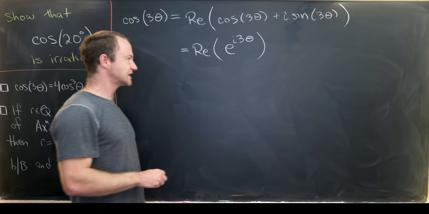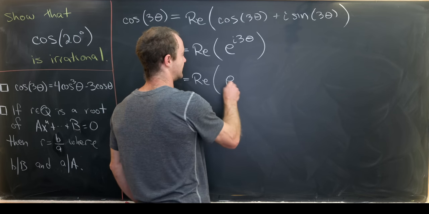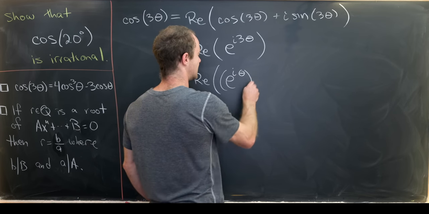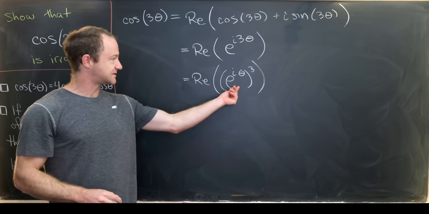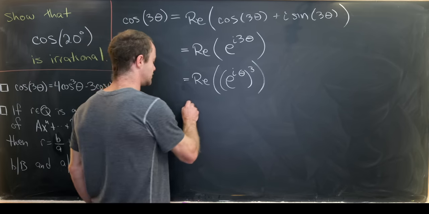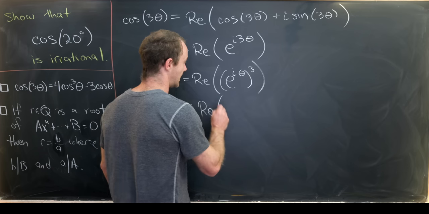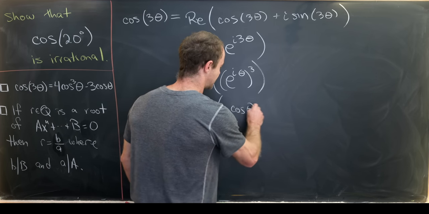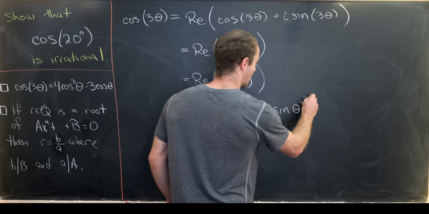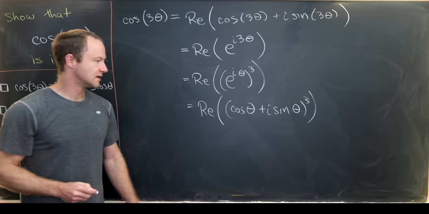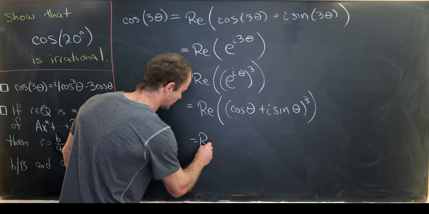But now we can use exponent rules to take this and write it as the real part of e to the i theta, cubed. Then we can expand this e to the i theta using Euler's formula once again. We get the real part of cosine theta plus i times sine of theta, all of that cubed. But now we need to multiply that binomial out. So let's see what we get for that.